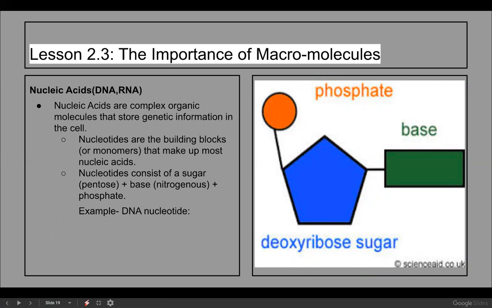So our final macromolecule is the nucleic acids, DNA and RNA. Nucleic acids are complex organic molecules that store genetic information. Nucleotides are the building blocks. Nucleotides consist of the base, the sugar, and the phosphate.